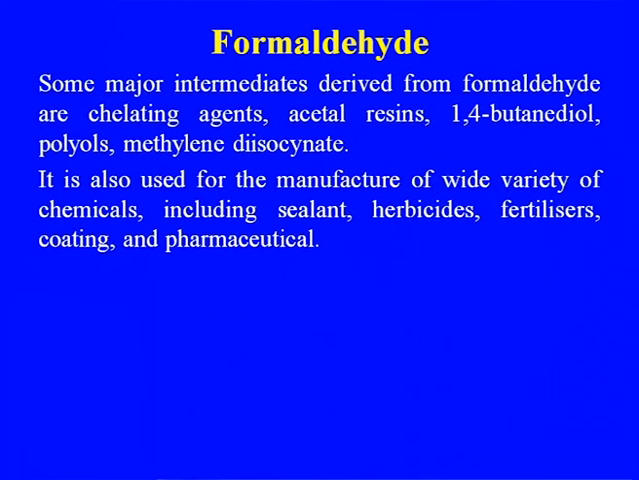Some of the major intermediates derived from formaldehyde are chelating agents, acetal resins, 1,4-butanediol, polyols, methylene diisocyanate. It is also used for the manufacture of a wide variety of chemicals including sealant, herbicide, fertilizers, coating, and pharmaceutical.